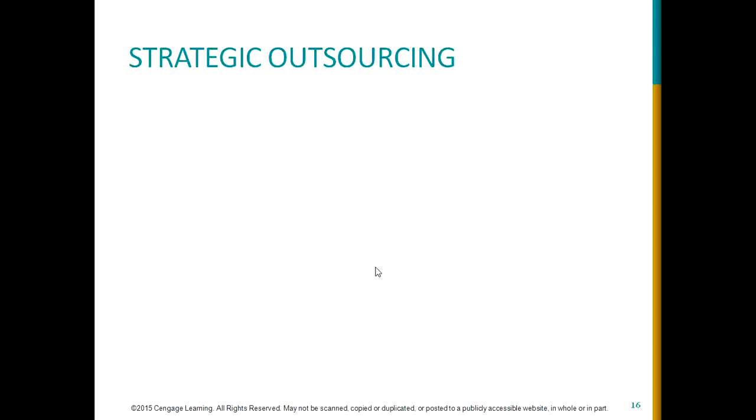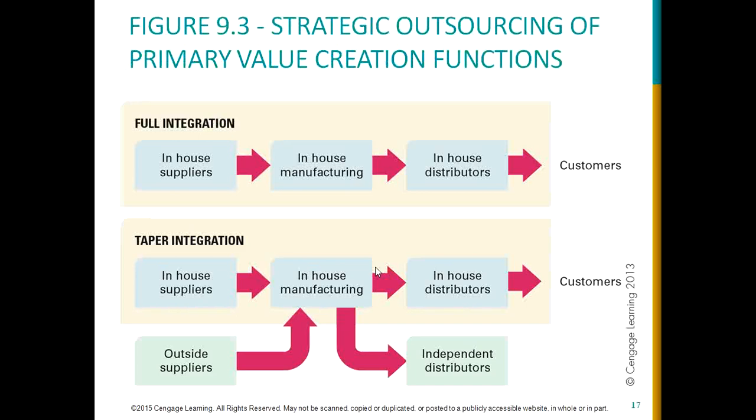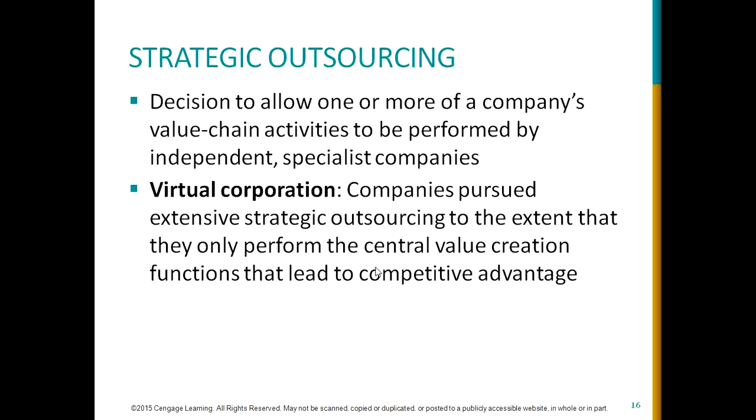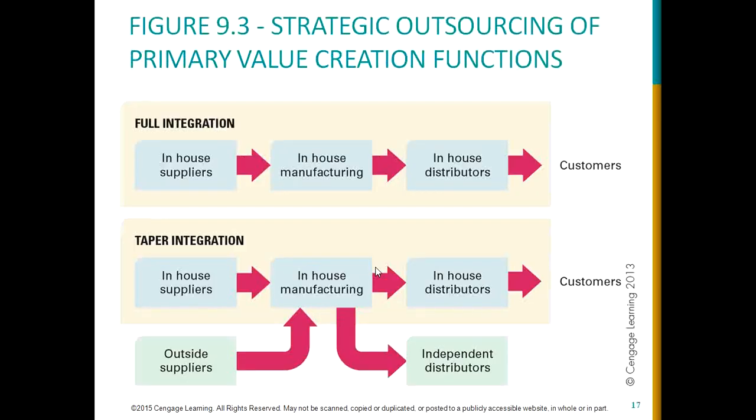Now, strategic outsourcing. Vertical integration and strategic alliances are alternative ways of managing the value chain to strengthen a company's core business model. Strategic outsourcing is the decision to allow one or more of its value chain activities or functions to be performed by independent specialist companies that focus all their skill and knowledge on just one kind of activity. When a company chooses to outsource a value chain activity, it is choosing to focus on a fewer number of value creation activities to strengthen its business model. That is what is shown here: full integration and taper integration, outsourcing for a primary value creation.